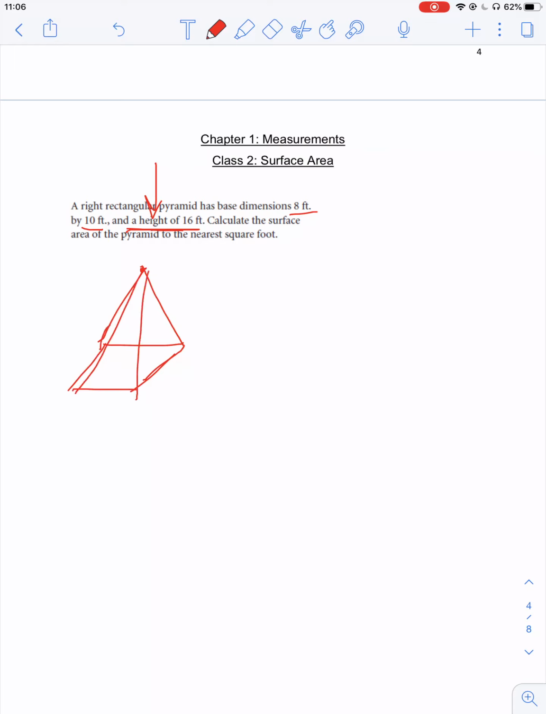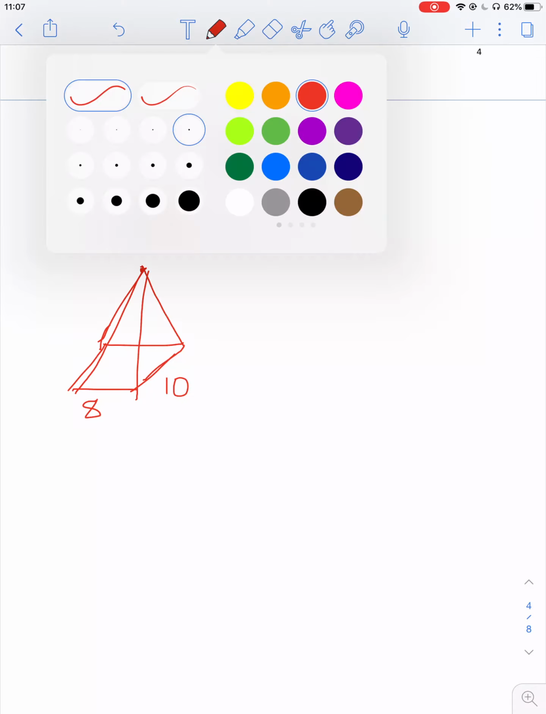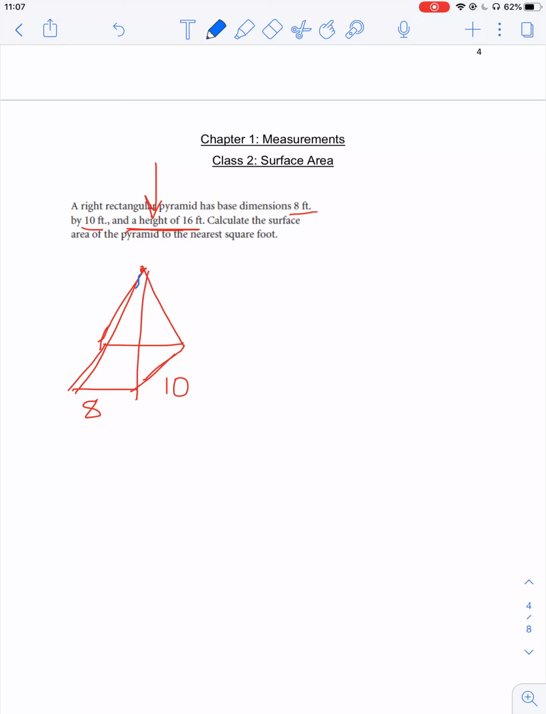Again, not the best drawing, but what they're giving you is the dimensions of the base. This looks kind of smaller, so let's just call this 8. This is 10, and they're giving you the vertical height. I'm going to draw this in blue. So this is inside your pyramid, and it touches the middle of your pyramid. This is the height of the pyramid, which is used to calculate the volume, and that measures 16 feet. Everything is in feet, so let me just add that here.